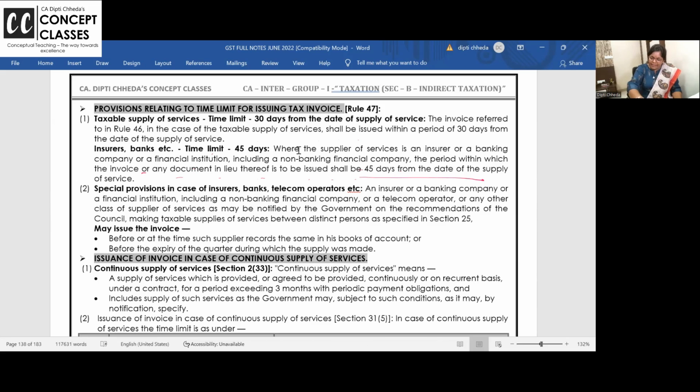Okay. Now a latest addition is an insurance or banking company, financial institute, NBFCs, telecommunication operator, or class of supplier of service has been notified on recommendation of council making supplies of services between distinct persons with the same PAN card. Different branches are there for the banks, for the telecommunication operators and all, may issue invoice before or at the time supplier records the same in the books of the accounts, or before the expiry of the quarter during which supply was made. Now what is this?